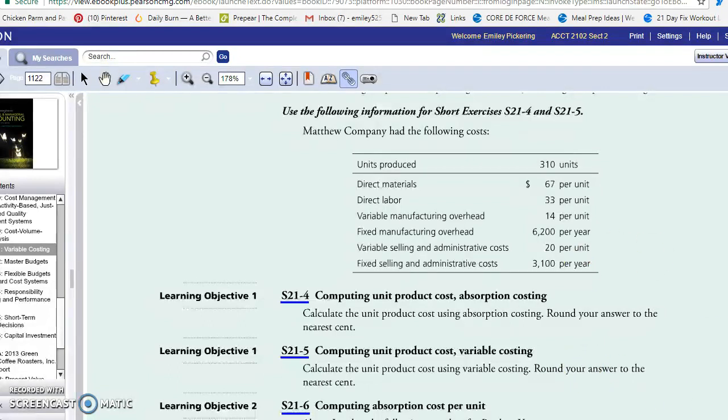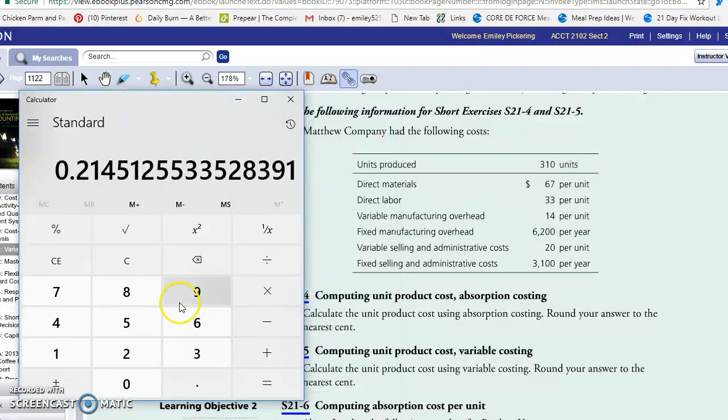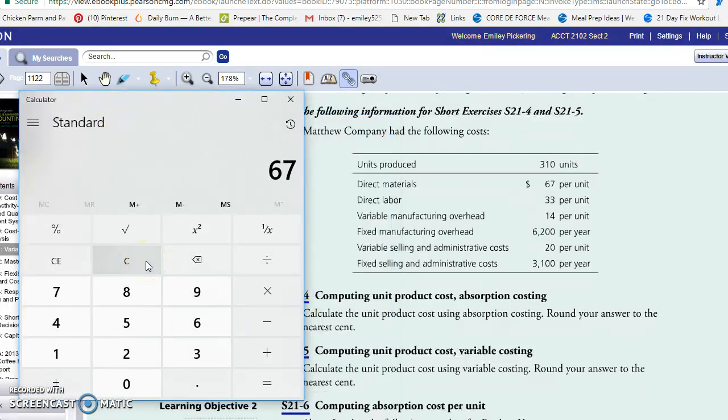So per unit, you've got, bring up my calculator here, the direct materials. So that's $67 a unit. You've got direct labor, $33 a unit. You've got variable overhead at $14 a unit. And then you've got fixed manufacturing overhead that you have to take into consideration. So we've got 114 so far.